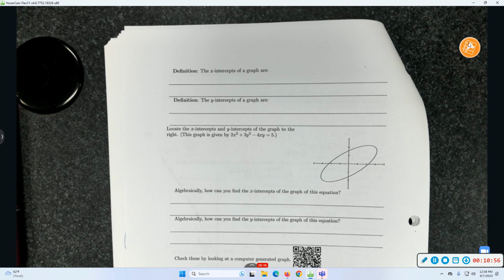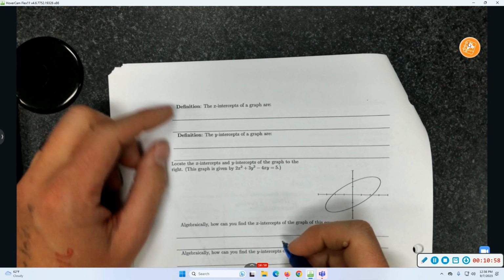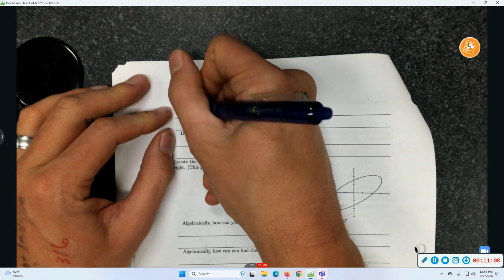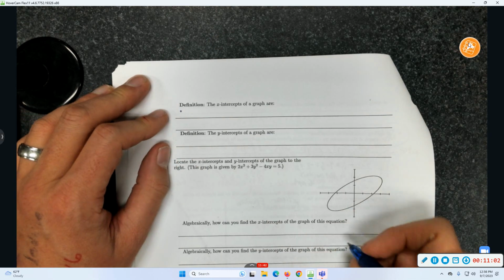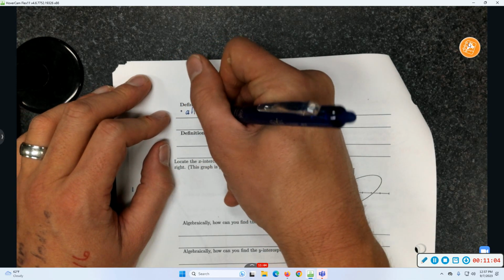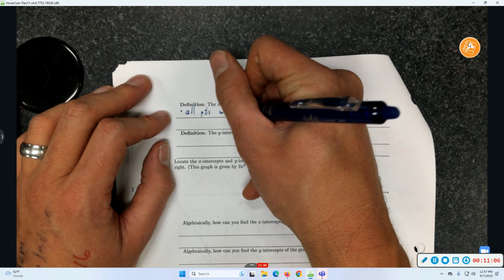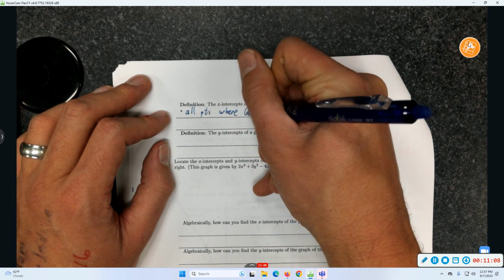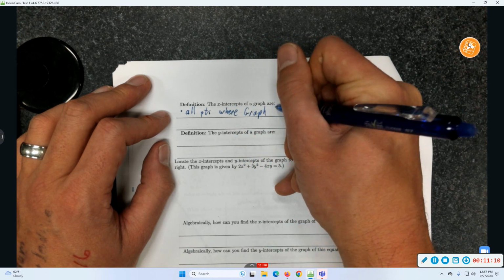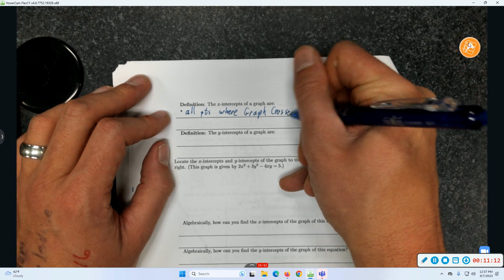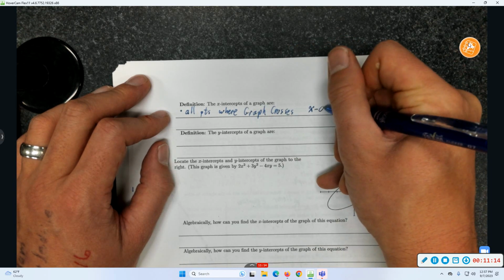Intercept. So here are some definitions. Here are 2 notions, and I have 2 lines because there are going to be 2 things that I'll write down. The x-intercept of a graph is all points where the graph crosses the x-axis.